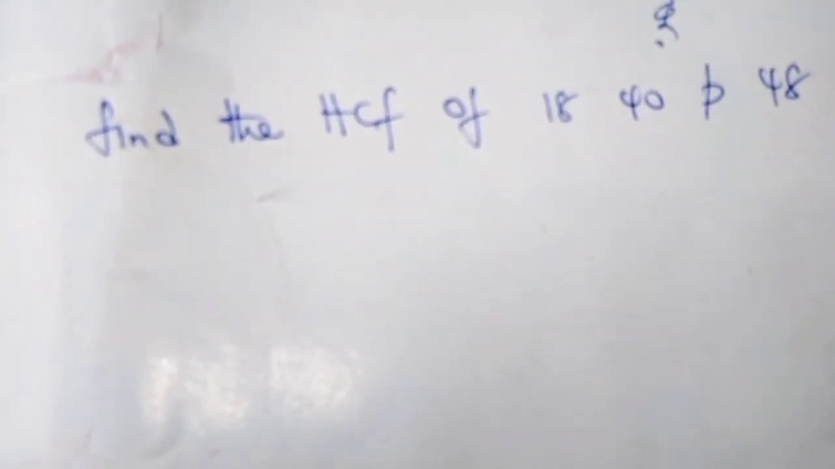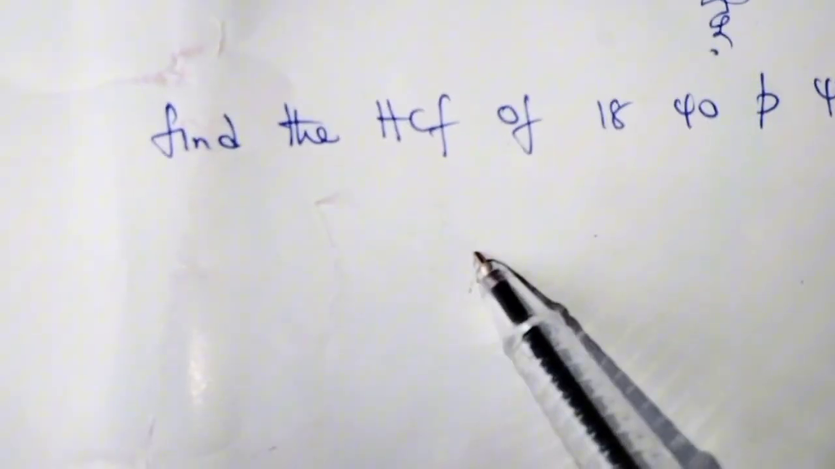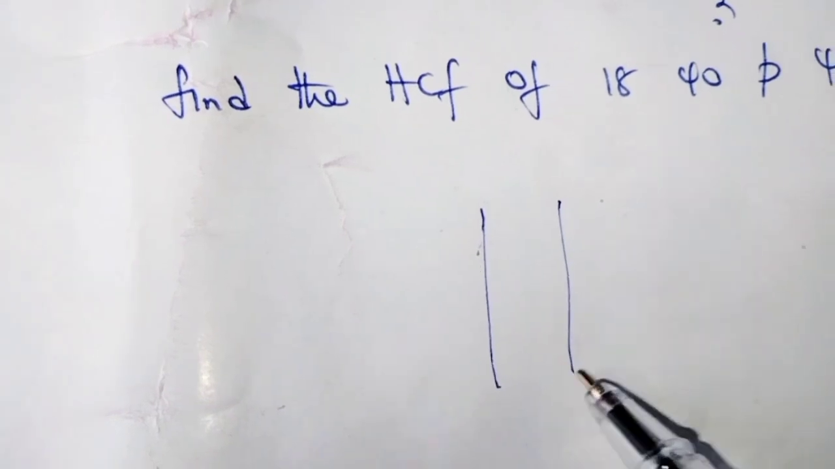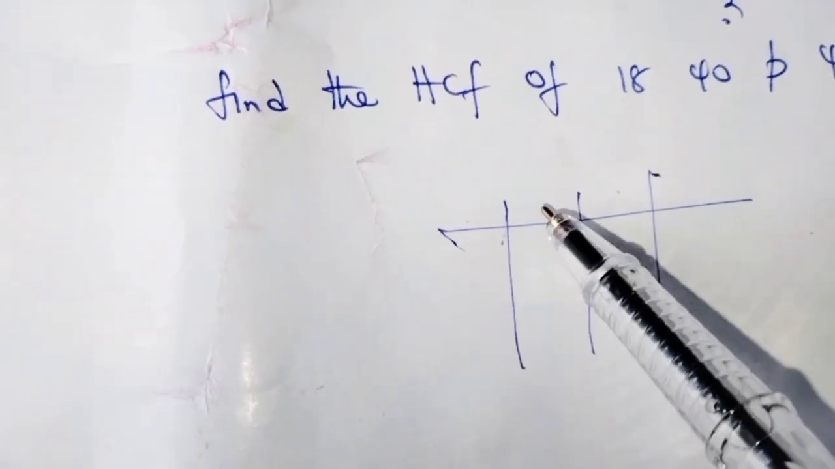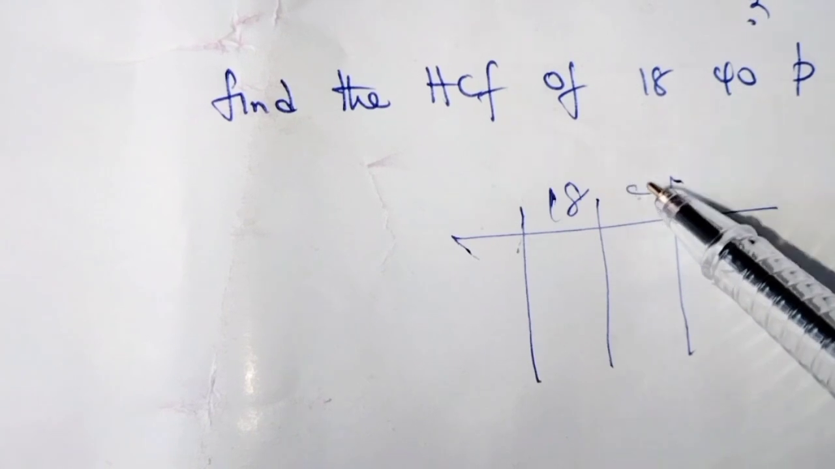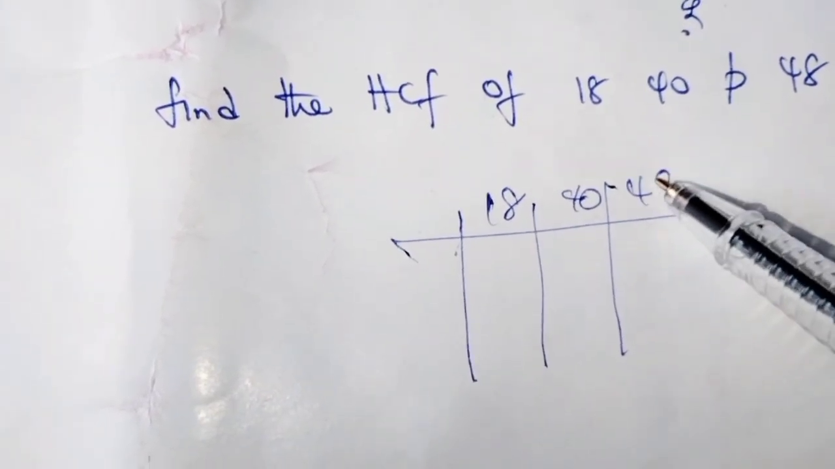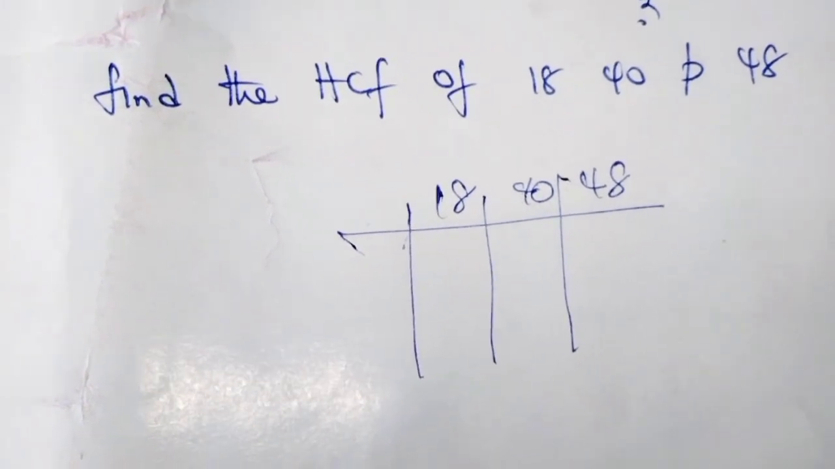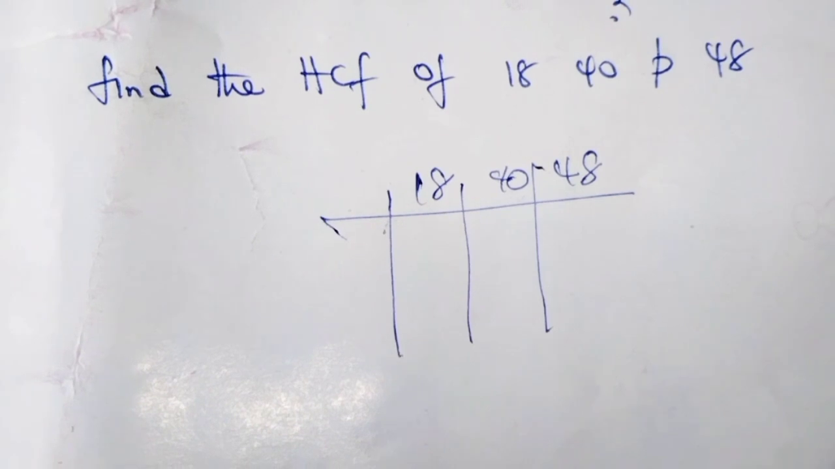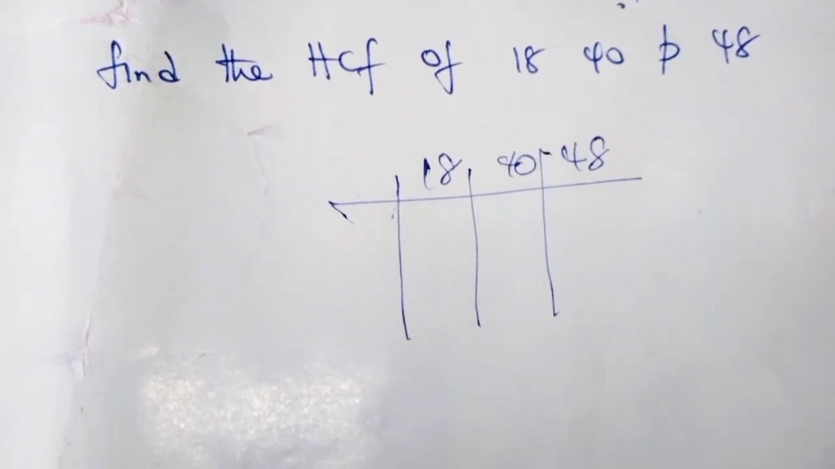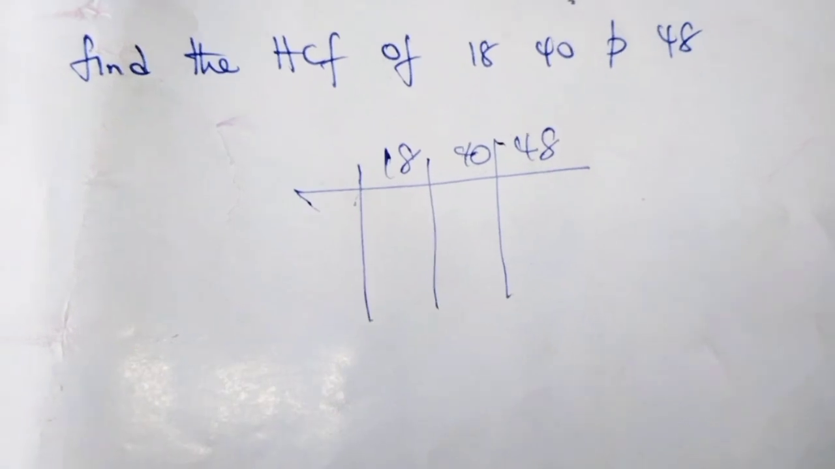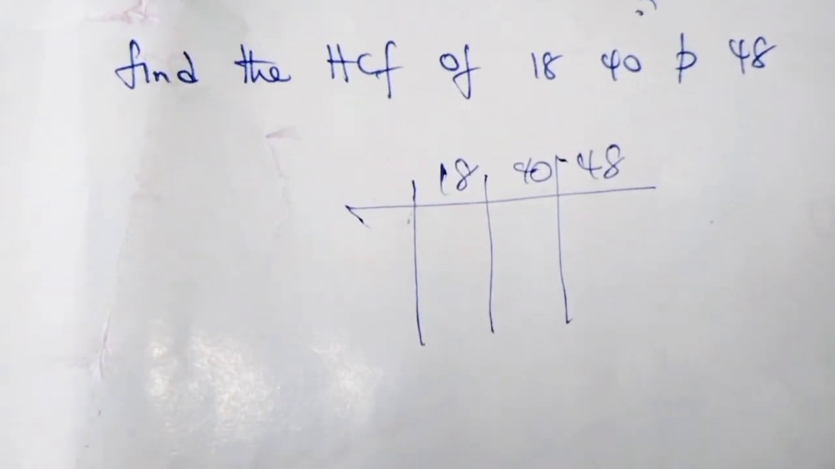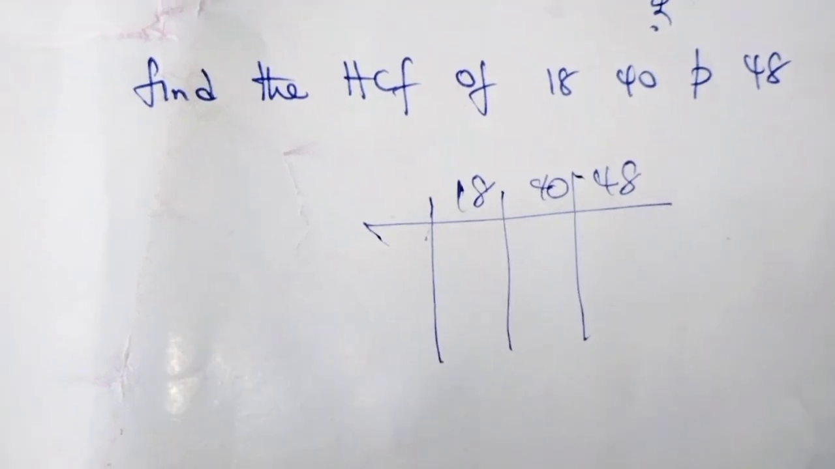Last method. Finding the HCF of 18, 40, and 48. So I will draw this, and I'll draw a line across. I'll have 18, I have 40, I have 48. In this method, wherever we have the number that we cannot divide any further, we stop and then we multiply. Remember, our prime factors are factors that are prime numbers. So we'll start with the lowest prime number.